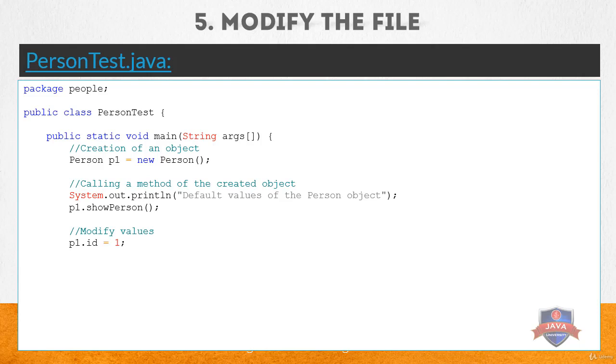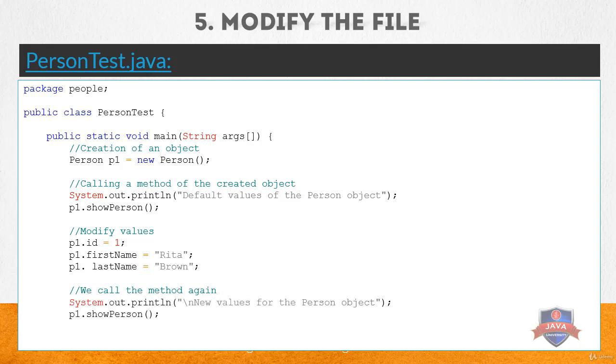So we can change the value of attribute ID to 1. The first name will be Rita, and the last name will be Brown. And we can call the method again. New values for the Person object, and we print p1.showPerson. We end the main method and we end the class. We're going to execute this PersonTest class in order to view the output.